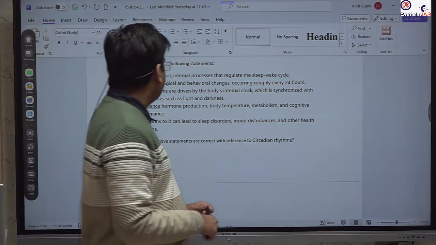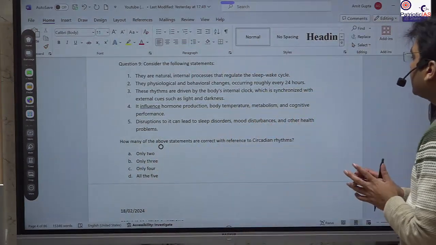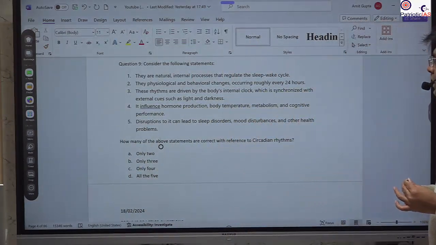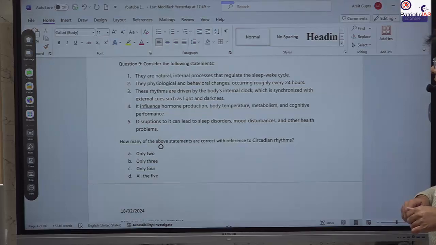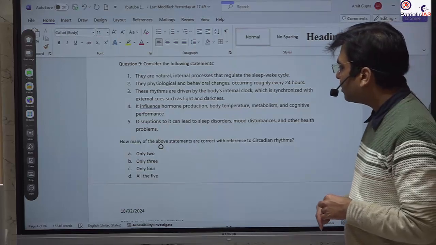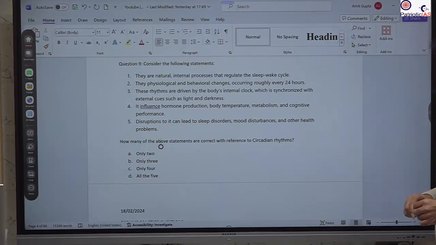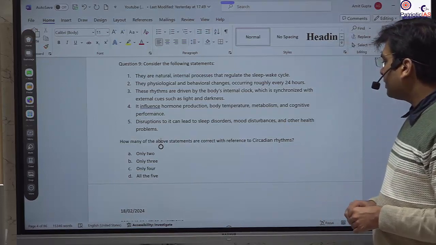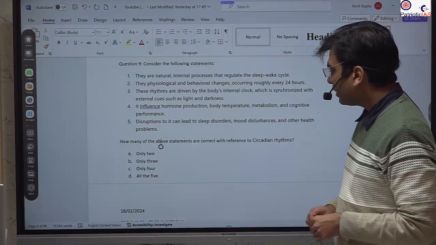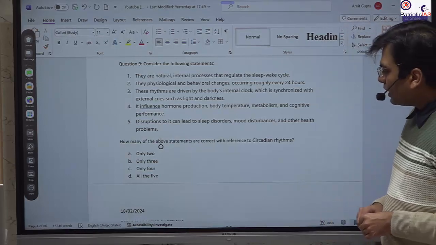Consider the following statements. They are natural internal processes that regulate the sleep-wake cycle. The physiological and behavioral changes occurring roughly every 24 hours. These rhythms are driven by the body's internal clock, which is synchronized with external cues such as light and darkness. It influences hormone production, body temperature, metabolism, and cognitive performance. Disruption to it can lead to sleep disorders, mood disturbance, and other health problems. How many of the above statements are correct with reference to the circadian rhythms? Only one, only two, only three, only four, all the five.